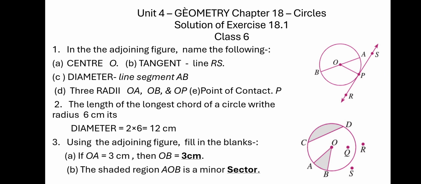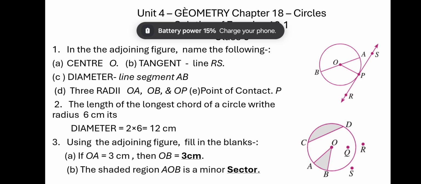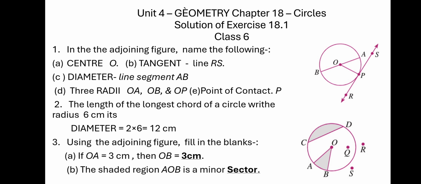Now we will start the solution of exercise 18.1 of chapter 18, Circles, and 18.2 I will be giving you with the construction chapter. So first question, in the adjoining figure name the following. Center is O, tangent line RS, diameter line segment AB, three radii OA, OB and OP. Point of contact is P. The tangent has a point of contact which is P.